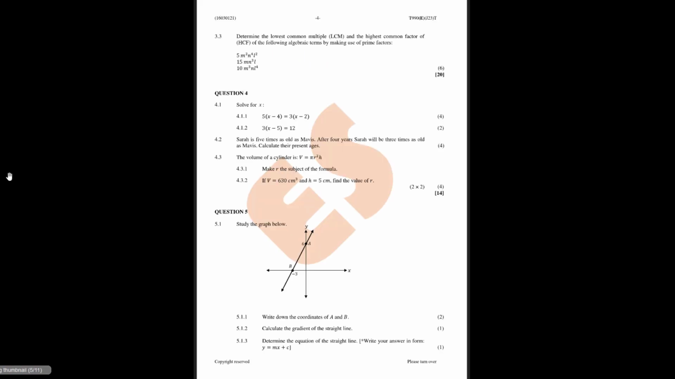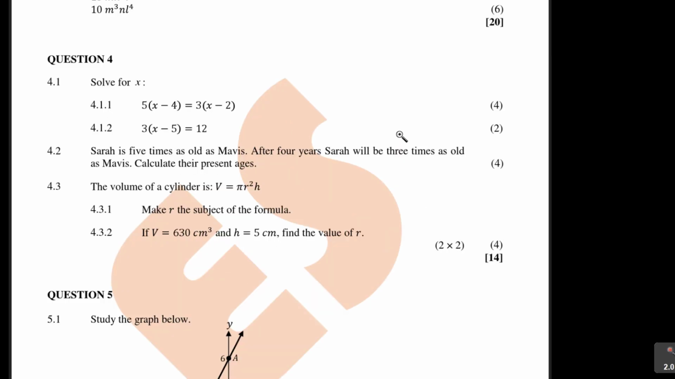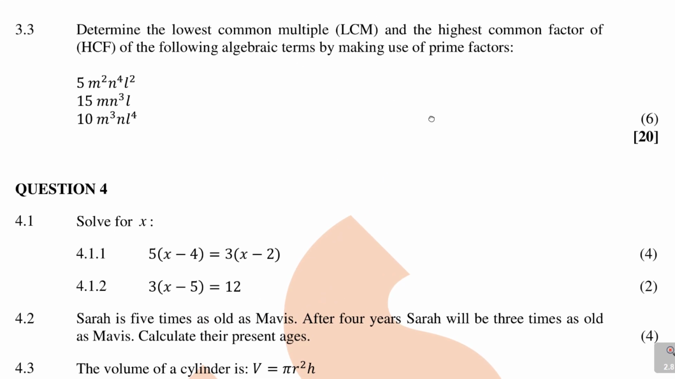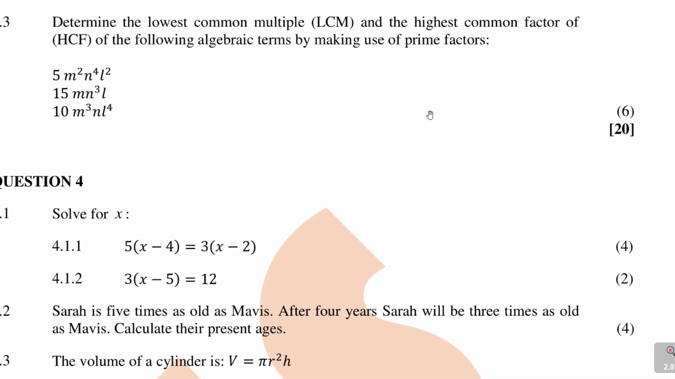Let's move on to this one. And I want you to do this one definitely because it's one common one, and I know you're not in that lesson, but let's do this one together. And I want you to be leading here. Determine the LCM, lowest common multiple, and the highest common factor, HCF, of the algebraic terms by making use of prime factors. What do we do? 6 marks, man. How do you approach this one?